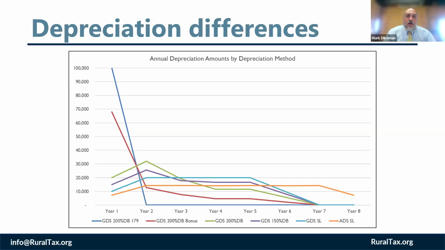I mapped out or graphed out the differences. I'll repeat again that we're not changing the total amount of depreciation taken for whatever method we're using. We're not changing the total, we're just changing the timing. So you can visually see what is front loaded more relative to other methods and the annual depreciation that might take place for each of those options.